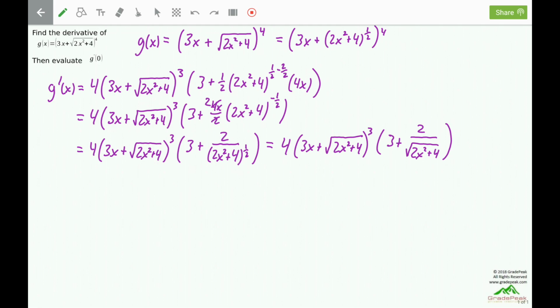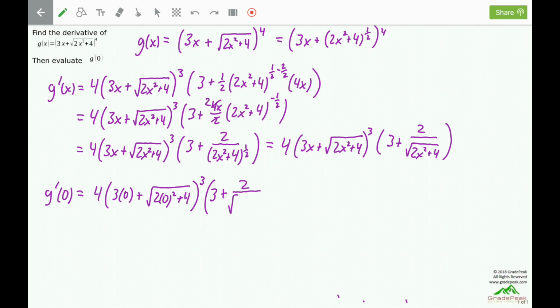Our next step is to evaluate g prime of 0. g prime of 0 will be 4 times the quantity, 3 times 0, plus the square root of 2 times 0 squared plus 4, that entire thing cubed, times 3 plus 2 times 0 over the square root of 2 times 0 squared plus 4.